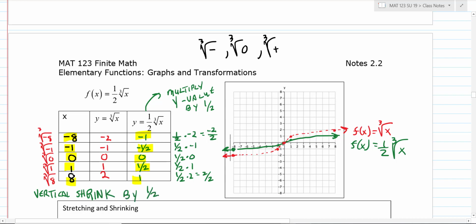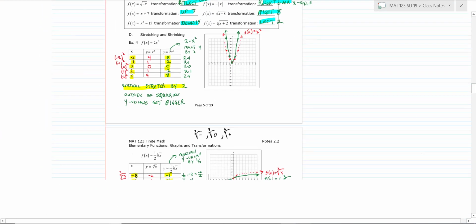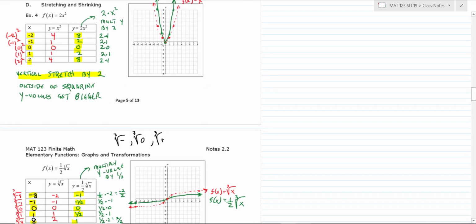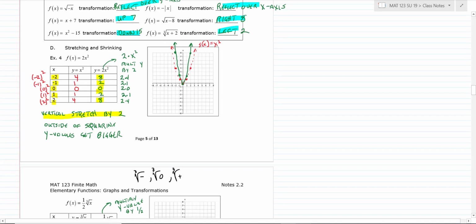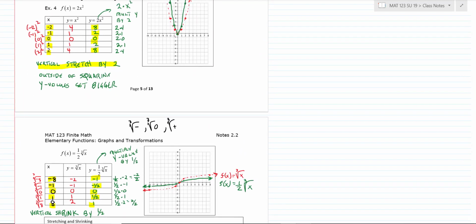Okay, so what I'm going to ask you for a minute just to think about is, what is the difference between the problem I did and the problem I had you do? Well, if you look at the key difference in these problems, it all depends on the size of that number. That was a 2x squared. That caused it to stretch because the y values got bigger. See how those y values all got doubled?